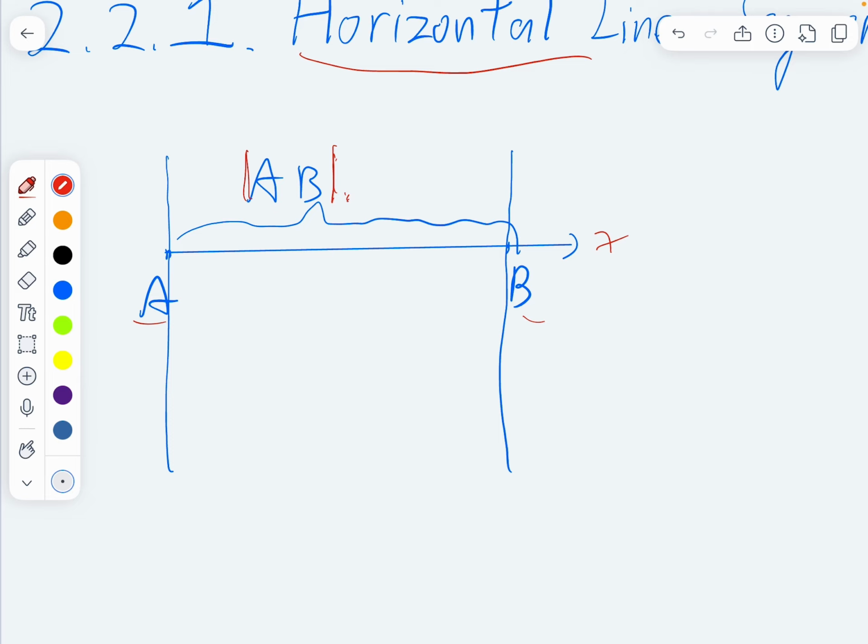Alright. So here the A point is x1, y1 and the B point is x2, y2. How about AB? So AB is equal to x2 minus x1, just like the big number minus the small number. So we can know the length.